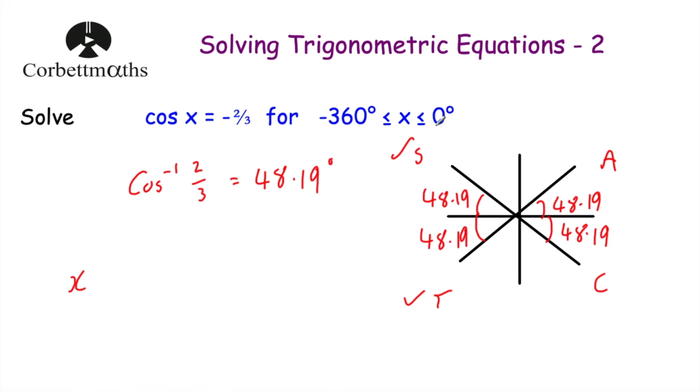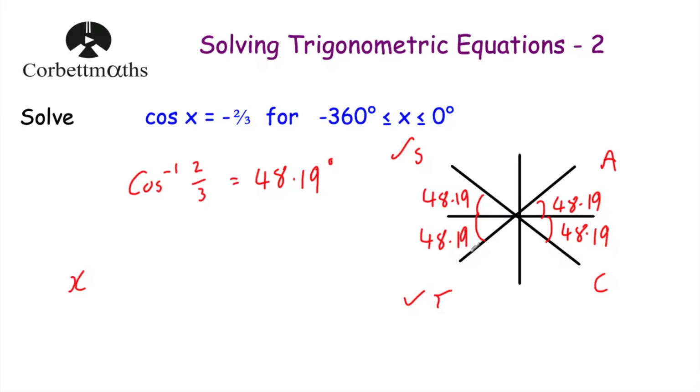So here we're going to be going from 0 around to negative 360 degrees, because we're looking at values of x between negative 360 degrees and 0 degrees. So we're going to start at 0 degrees and we're going to go round to negative 90, negative 180, negative 270 and negative 360. So we're going around just clockwise here. Okay, so let's have a look. Between 0 and negative 90 degrees, no solutions. We're not interested in that one.